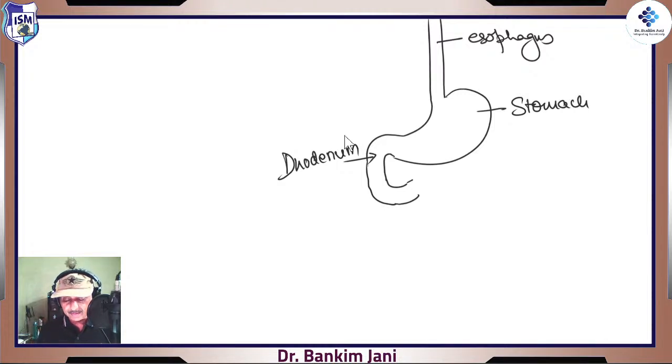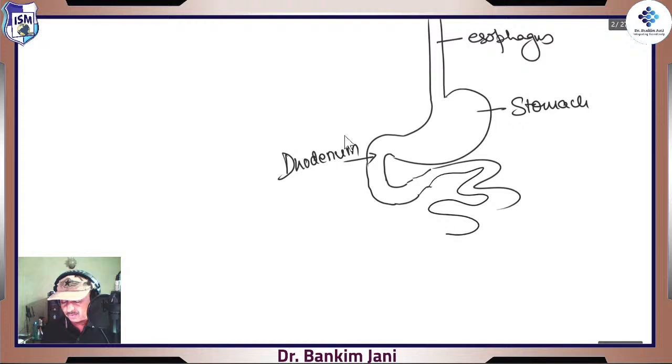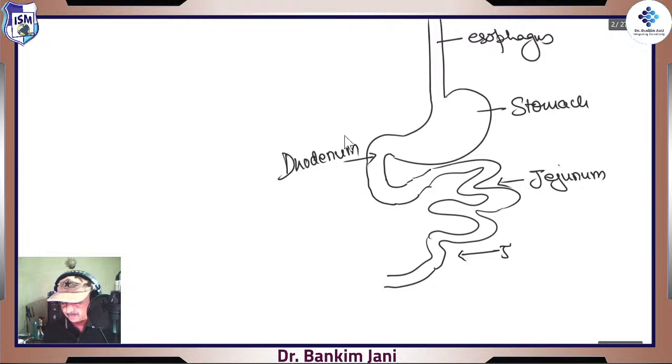And then this is like a sea, and then there are all those intestines. They are long intestines, so I'm just not making them very long. So these are all intestines. Which intestine? They are called the jejunum and the ileum. So duodenum, jejunum, ileum.